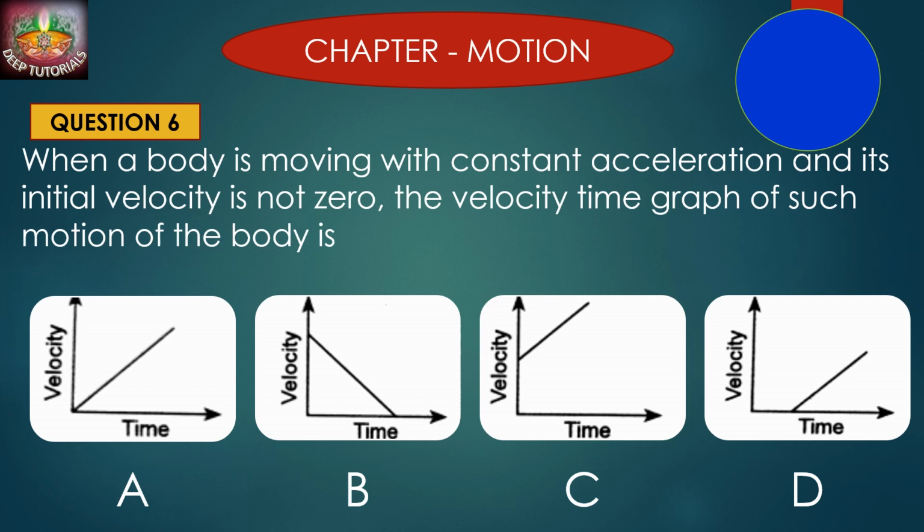Now comes question number 6. When a body is moving with constant acceleration and its initial velocity is not zero, the velocity time graph of such motion of the body is, your options are A, B, C, or D. The correct answer for question number 6 is option C.